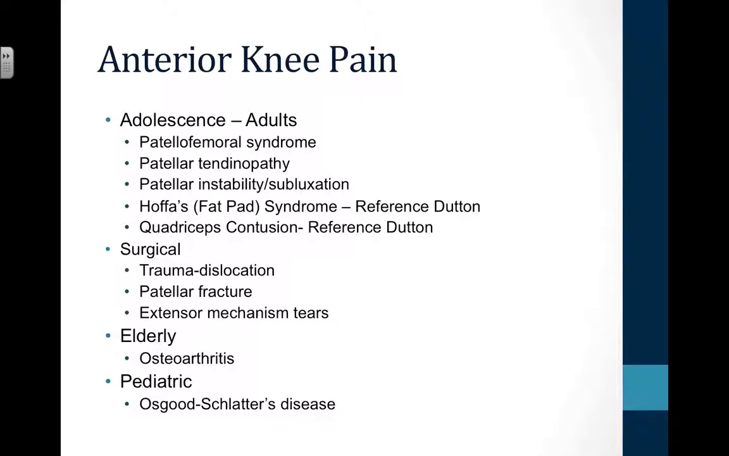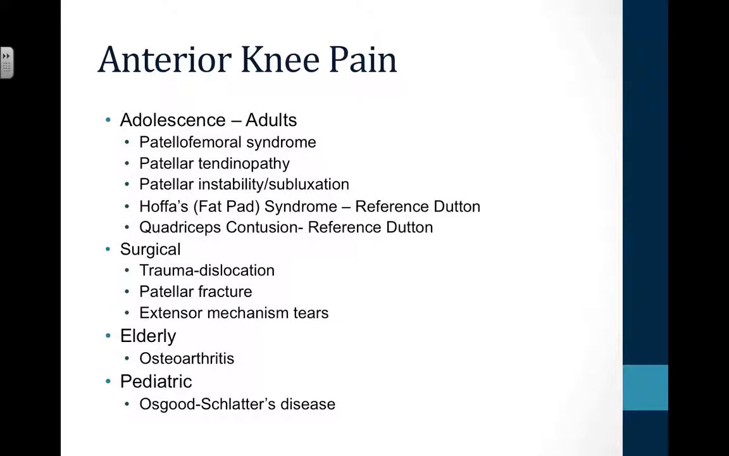So we think of adolescents to adults. So adolescents, we're going to think junior high, high school, and then all the way through adulthood. We're going to consider patellofemoral pain syndrome, patellar tendinopathy, patellar instability / subluxation, possibly Hoffa's fat pad syndrome, and a quadriceps contusion. For the last two, Hoffa's fat pad syndrome and quadriceps contusion, you're going to reference Dutton for a more thorough discussion on both of those. For our discussion today, we're going to focus on the top three.